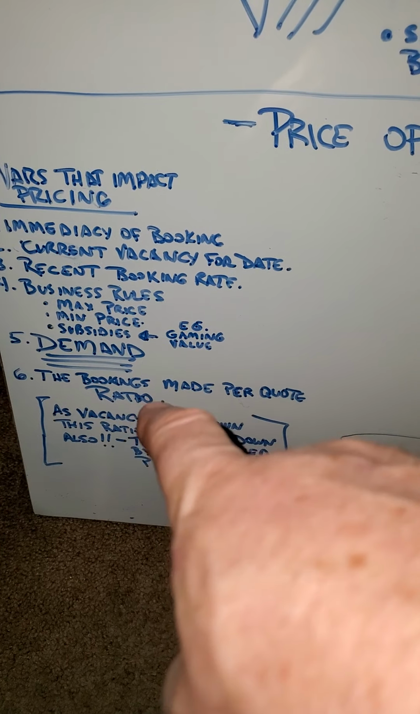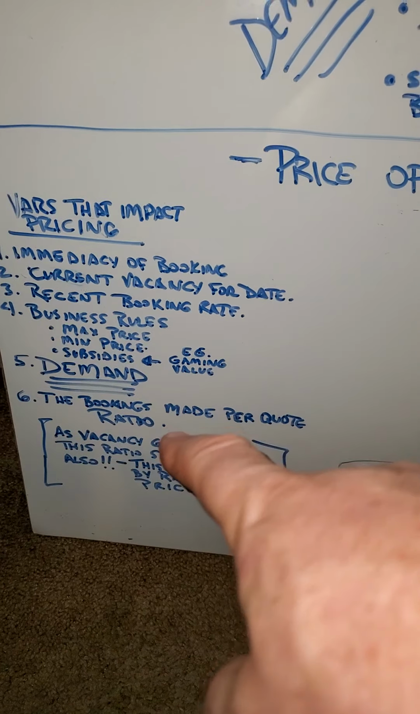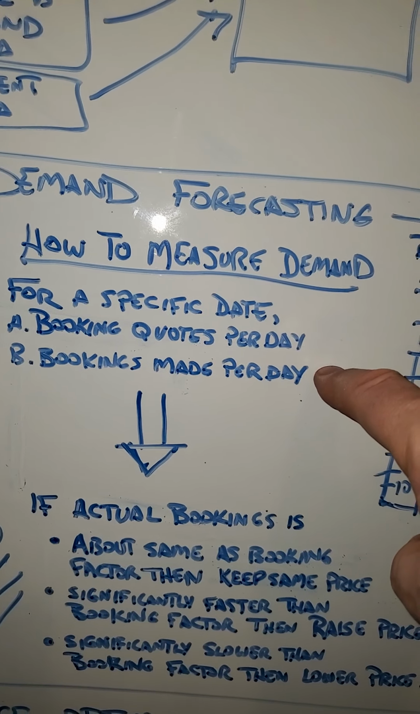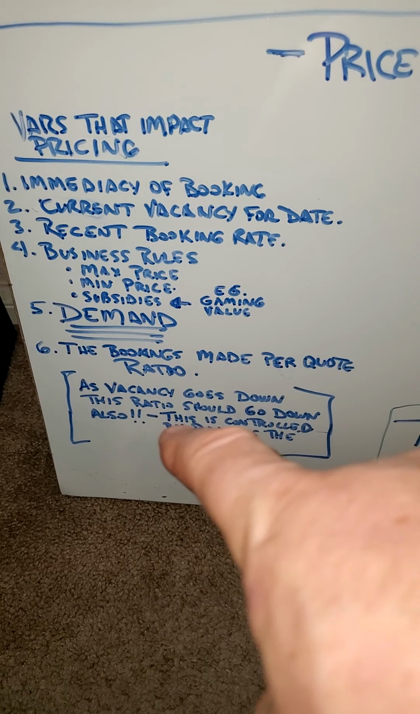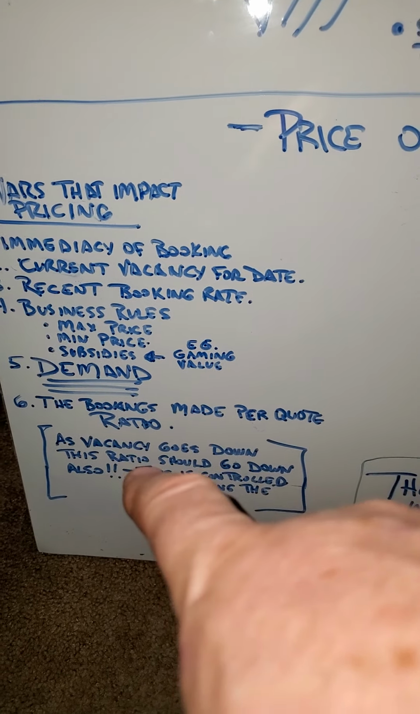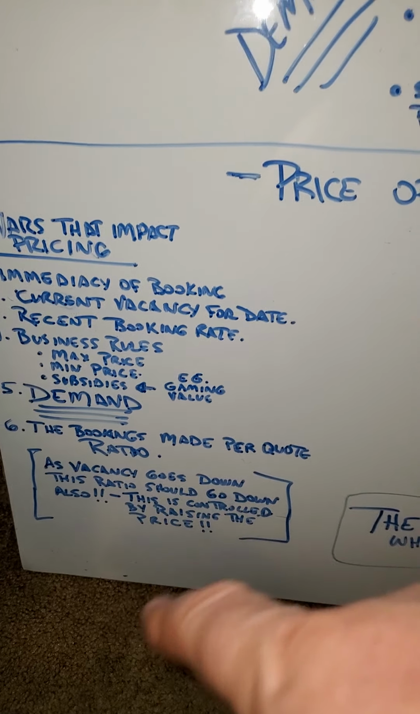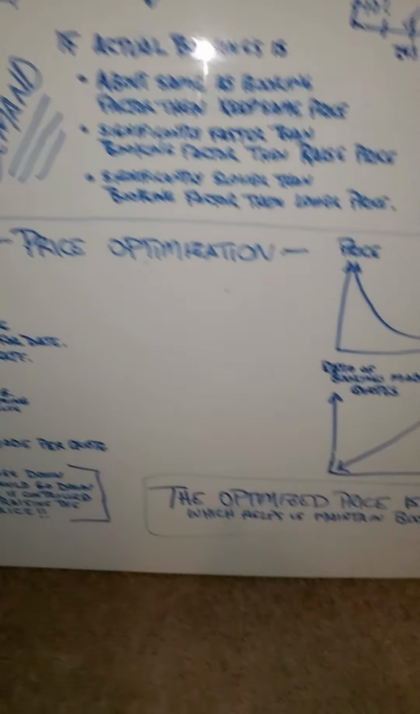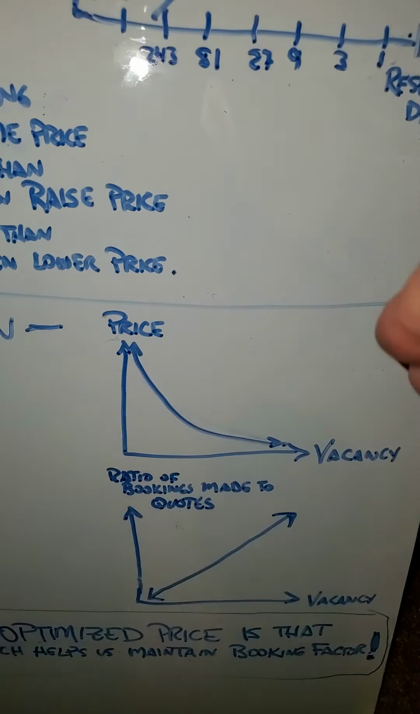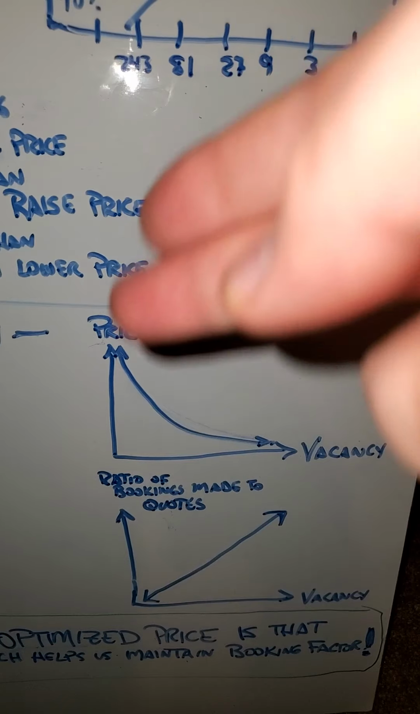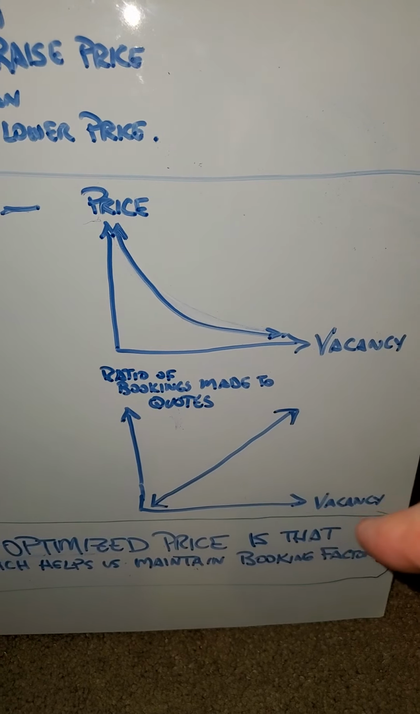Now, something that I noticed here that I believe is the bookings made per quote ratio. That's the ratio of the bookings made per day versus the quotes. That ratio is correlated to the vacancy. So as vacancy goes down, this ratio should go down also. And this is controlled by raising the price. So you can think about that. It's semi-important. Then I just threw in some graphs of how I think things should look: price versus vacancy, and then this ratio of bookings made to quotes versus vacancy.